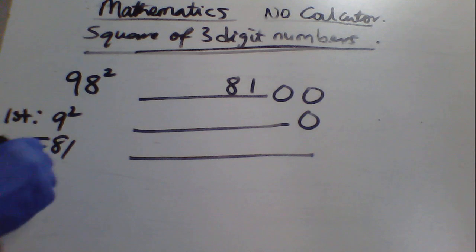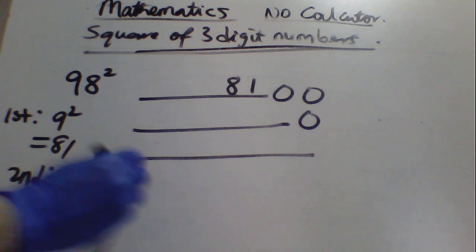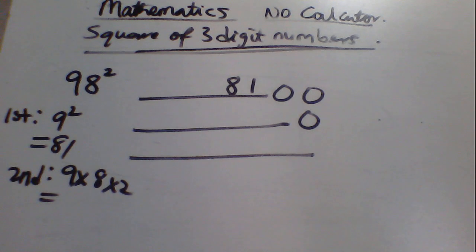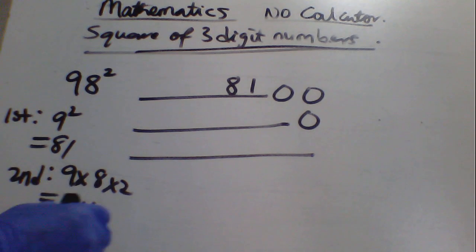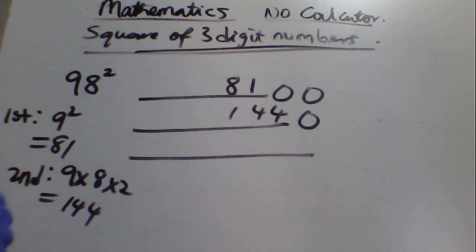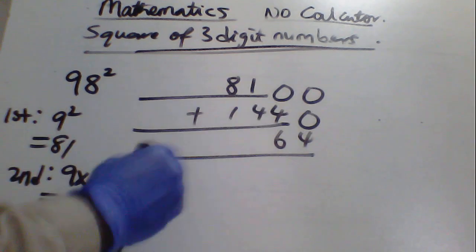Second step is find the product. 9 times 8 times 2. 9 times 8 will give us 72, times 2 will give us 144. Come here and write 144. Lastly, find the square of 8. The square of 8 will give us 64. You write 64 here and sum up.